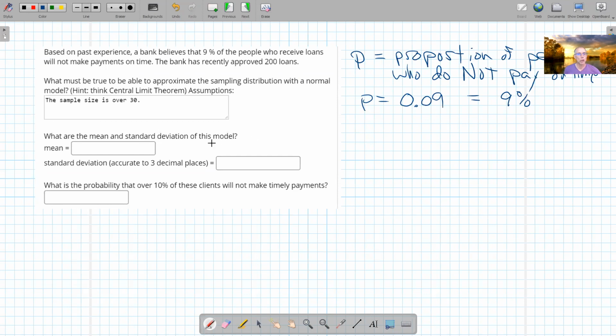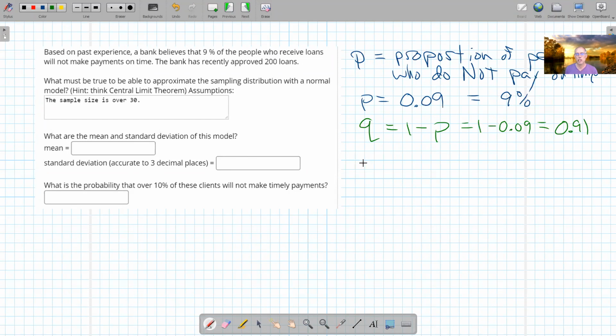I'm going to need to know Q because they're asking for standard deviation. And so Q here is always 1 minus P. And so 1 minus 0.09 is what? 0.91. And a calculator is always a good double check there. So 9% don't pay on time, 91% do. All right.